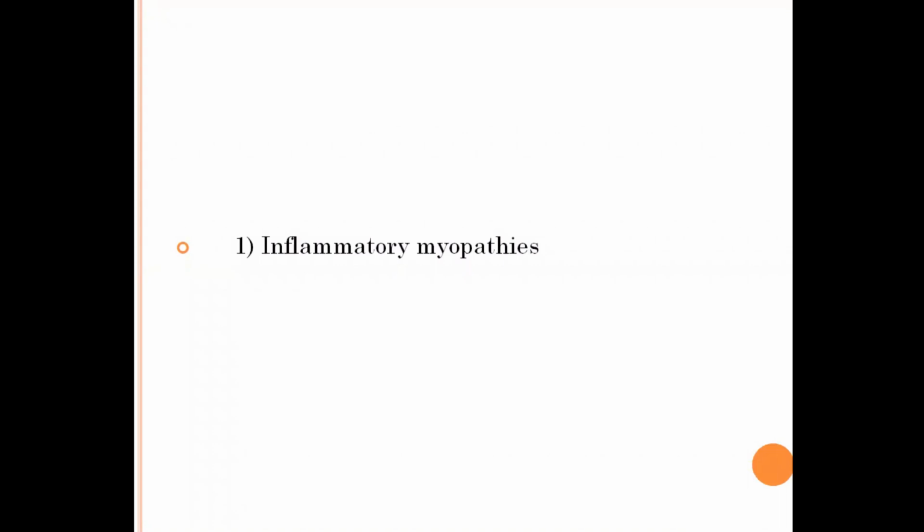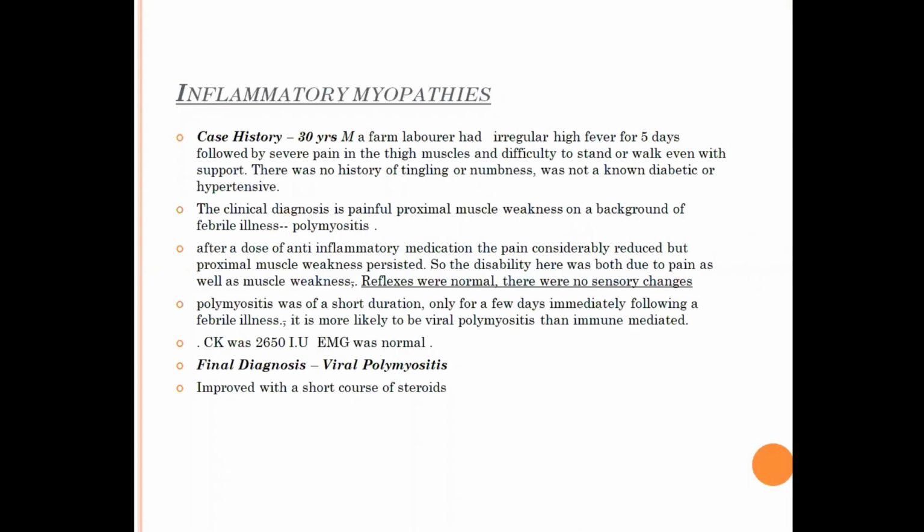Now let us see what are the inflammatory myopathies. That means the muscles are inflamed. There is an inflammation, there is no infection, but there is an inflammation. What we see now: a 30-year-old farm laborer had irregular high fever for 5 days, followed by severe pain in the thigh muscles and difficulty to stand or walk even with support. No tingling numbness, not a diabetic. So no tingling numbness means it is not neurogenic from history point of view.